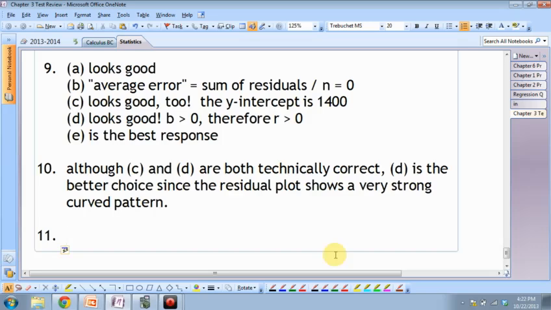Number 11. All but one of the following contains a blunder. Which statement is correct? What's a blunder? A mistake.